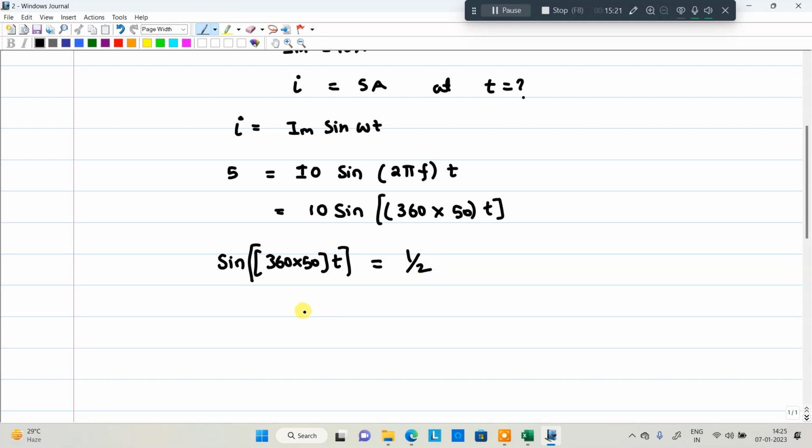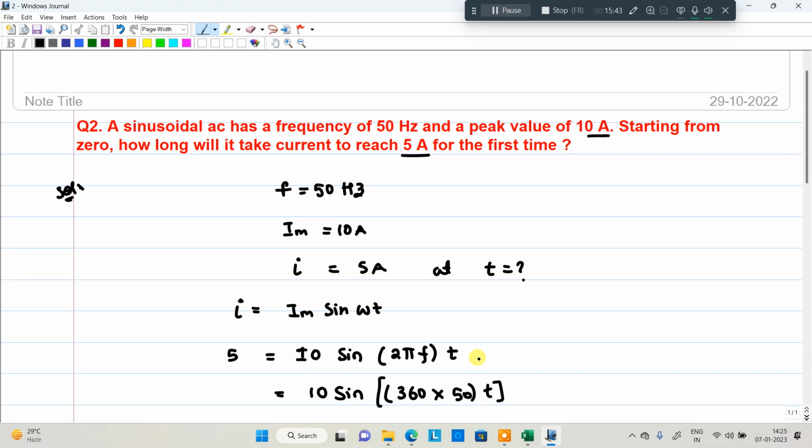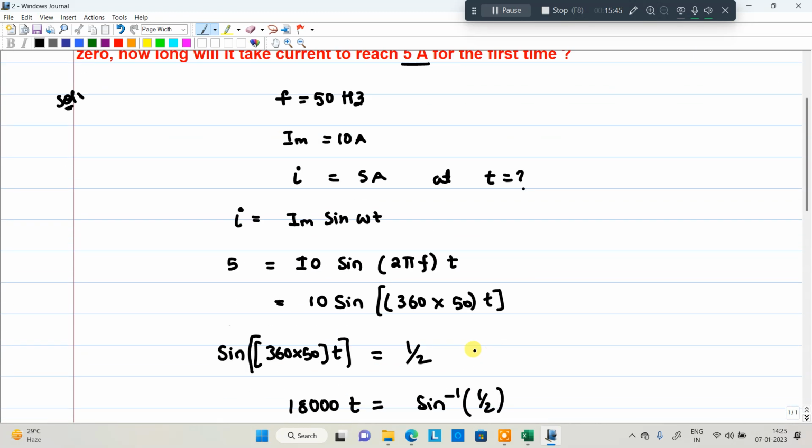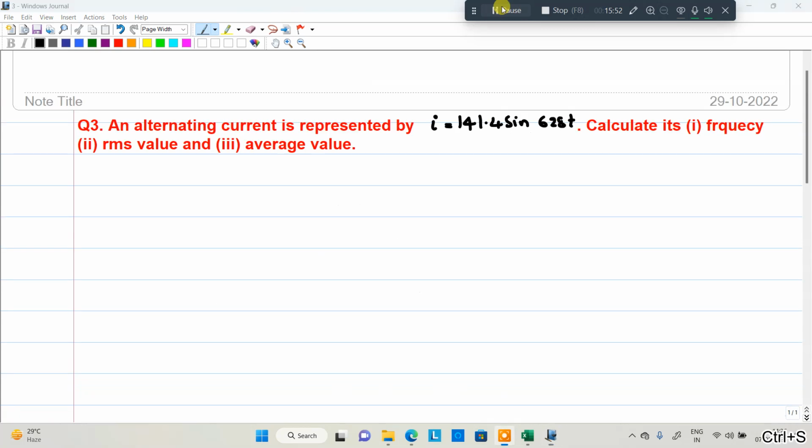Sine inverse 1 by 2 is 30 degrees, and 360 into 50 is equivalent to 18,000. So t is equal to sine inverse 1 by 2 divided by 18,000. From that, 30 divided by 18,000 will be equivalent to 1 by 600 second. What is the time taken to reach 5 amperes? 1 by 600 second. For your explanation purpose, I explained each and every step. In the examination, you can do it directly. Okay.